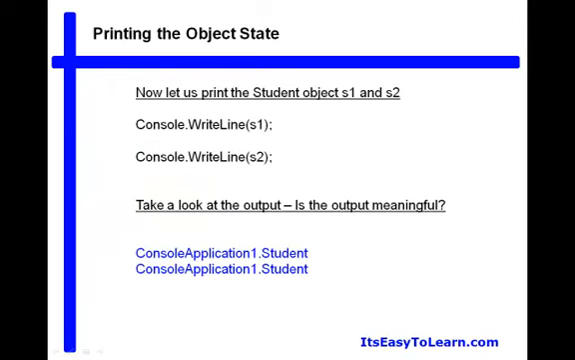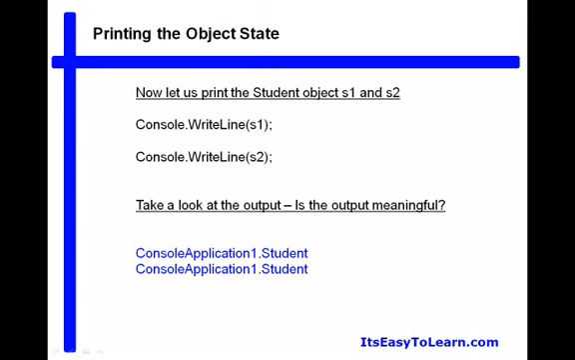Okay. Now we can print the object state using the normal Console.WriteLine method. So let's say in our example we have Console.WriteLine and we say S1, and then we have Console.WriteLine and say S2. Remember, S1 and S2 are the objects of type student. S1 was Harry Potter and S2 was Ron Weasley. Now if you look at the output, it says ConsoleApplication1.Student and ConsoleApplication1.Student.